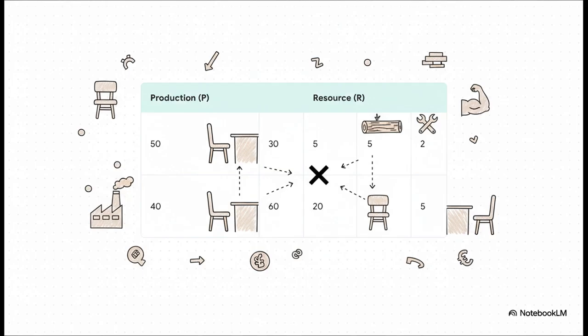So we'll take our production plan and organize it into what we'll call the production matrix P. In this matrix, the rows will represent our two factories, A and B, and the columns will represent our two products, chairs and desks. Okay, next up is the resource matrix, R. Now, this is the key part.